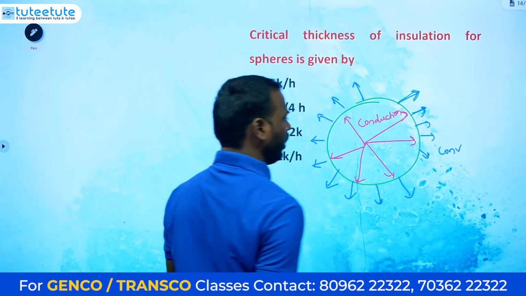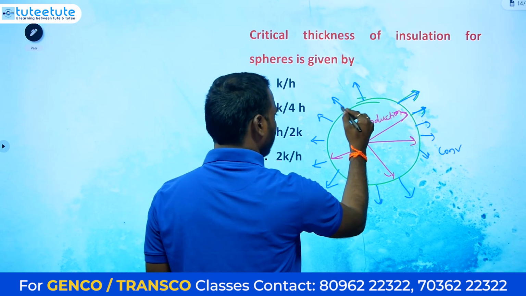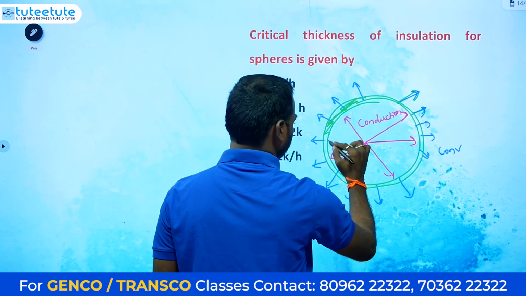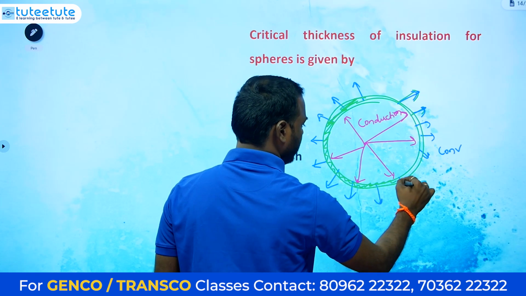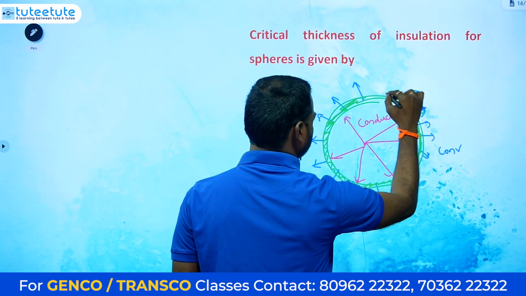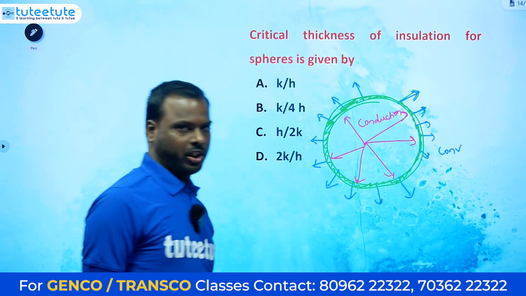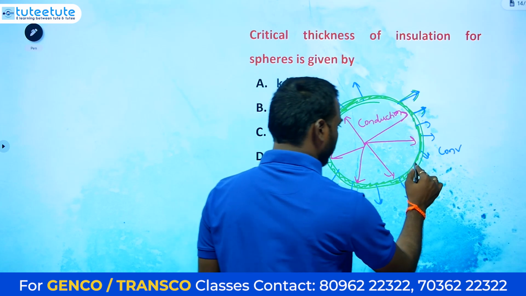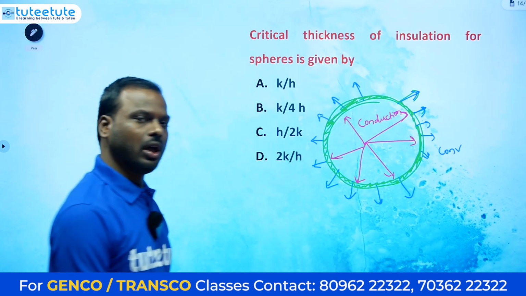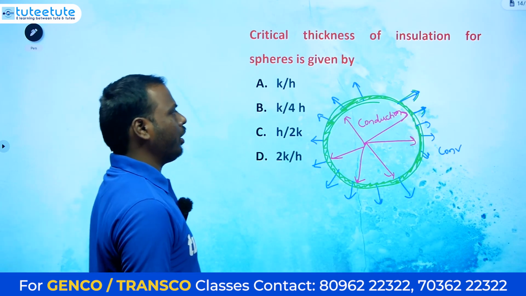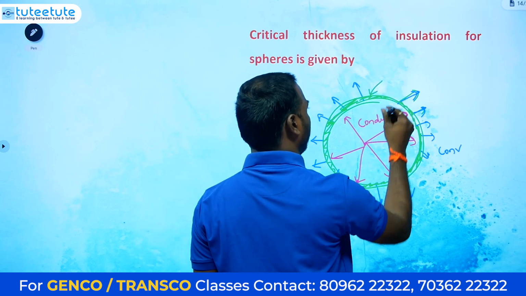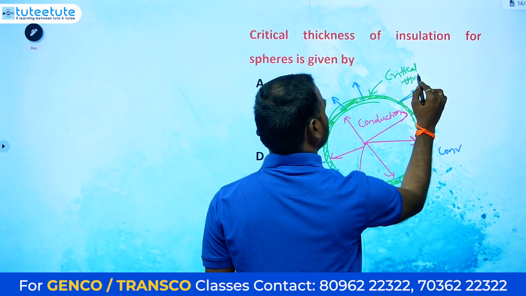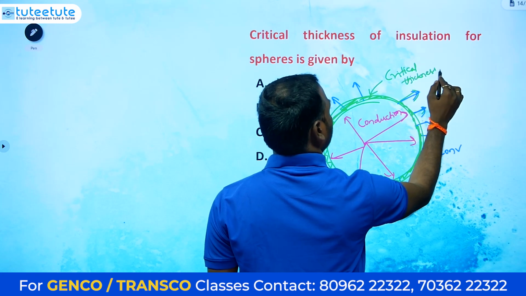If you are increasing the thickness, suppose I am increasing this thickness, what happens? Whether the conduction heat transfer increases or the convective heat transfer increases. Sometimes conduction heat transfer increases, sometimes convective heat transfer increases. So in order to increase the heat transfer, whatever thickness we provide is nothing but the critical thickness of insulation.